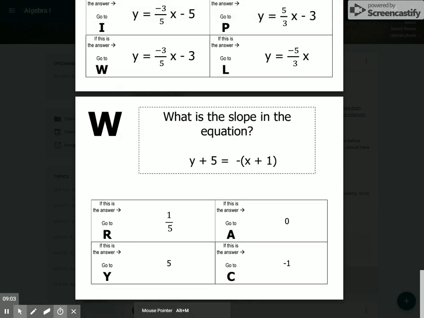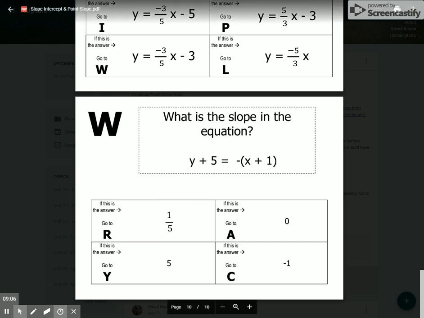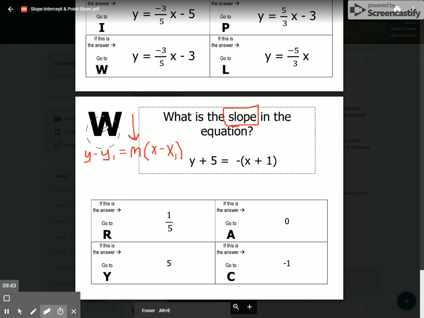And last one, what is the slope in this equation? You notice that we've got y minus something equals something times parentheses x minus something. So it should hopefully stand out to you right away that this is in point slope form. So if they're just asking about the slope, that's your m.